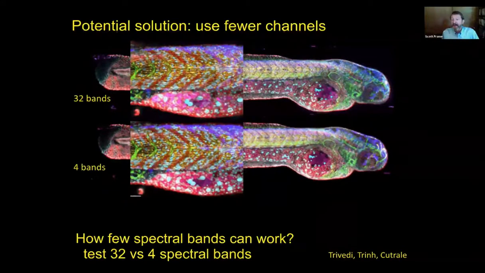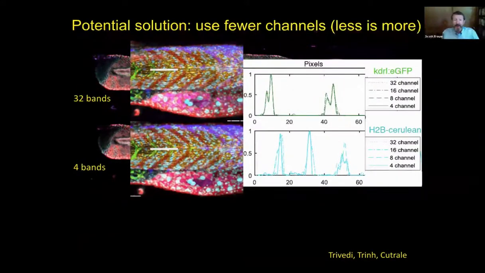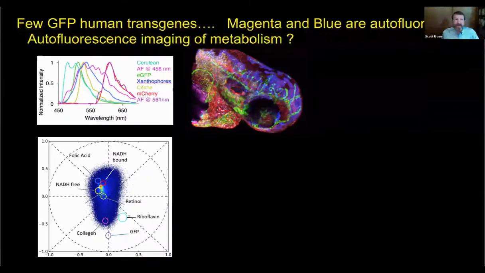And finally, if we look at it quantitatively by scanning a line, we can see that the signal to noise for the 4 channels is virtually superimposable with the 32 channel. So what this is allowing us to do now is to think about applying machine learning and fewer channels and the hybrid and mixing, the hyperspectral phasor tools, to try to separate things out.